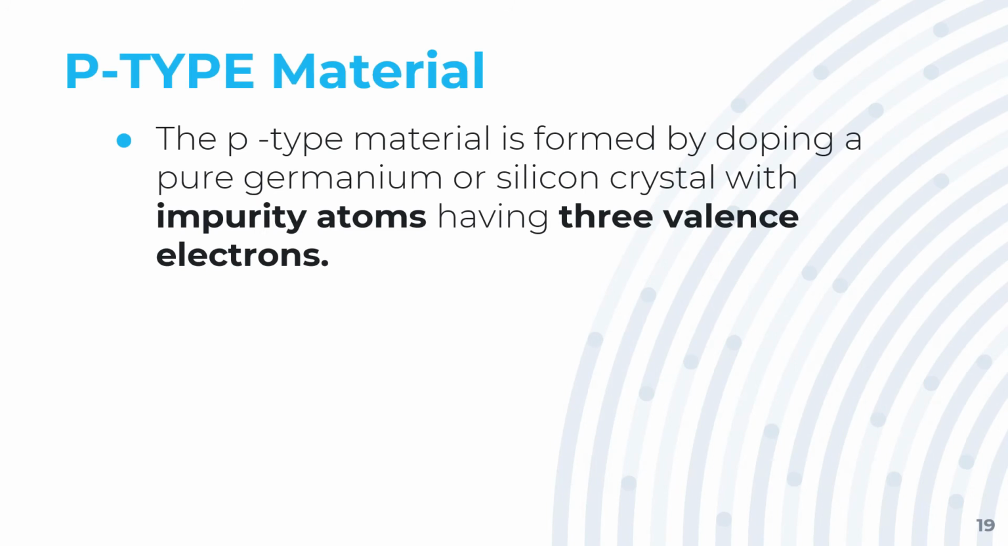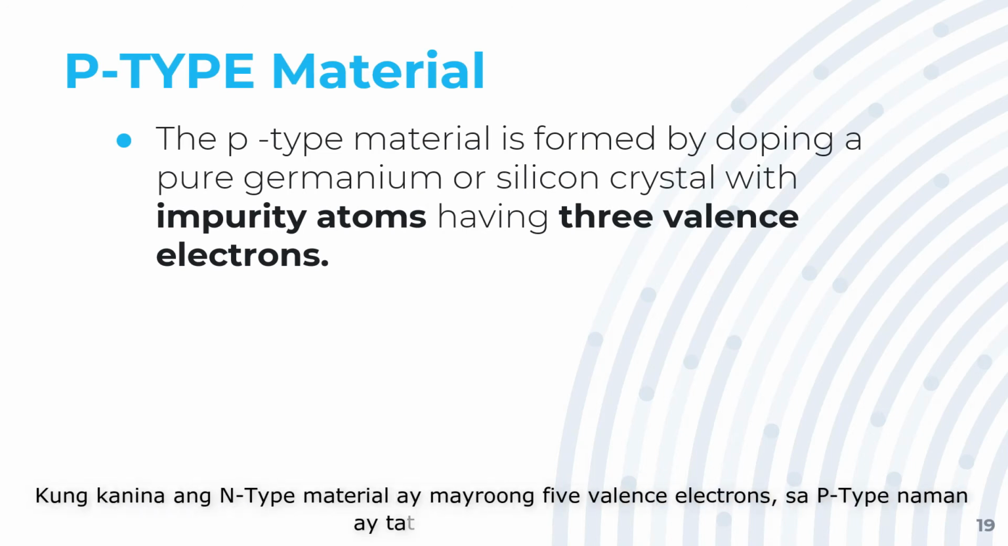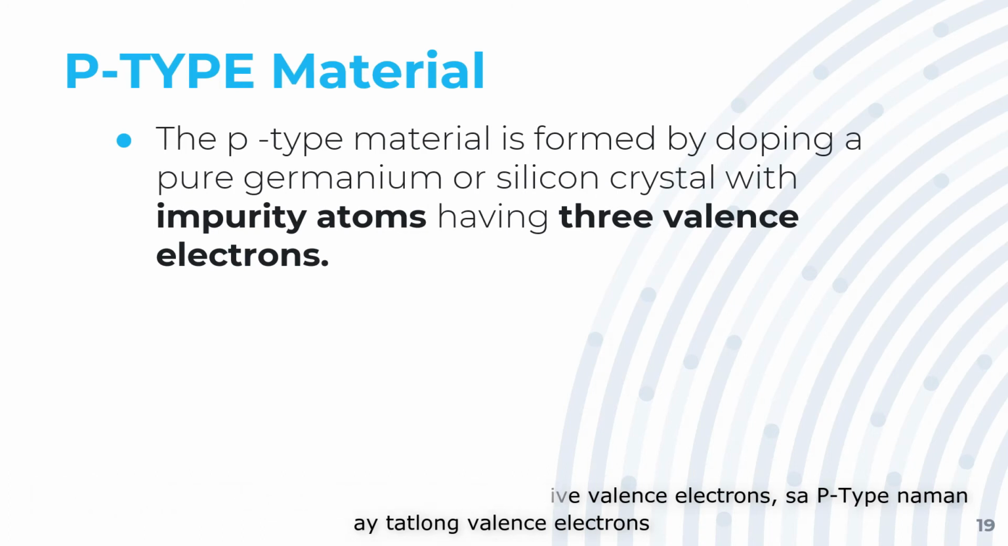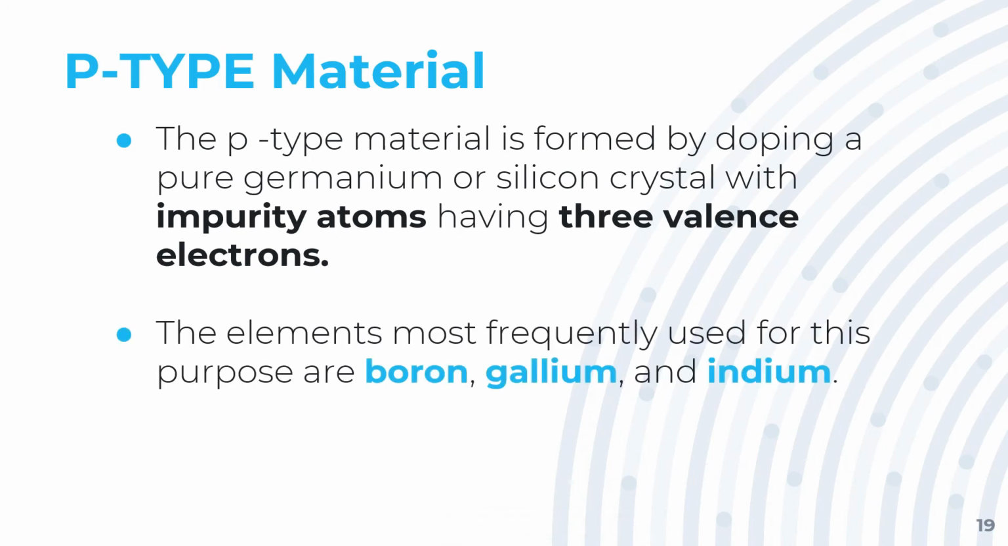The p-type material is formed by doping a pure germanium or silicon crystal with impurity atoms having 3 valence electrons. Kung kanina ang n-type material ay merong 5 valence electrons, sa p-type naman ay 3 valence electrons. The elements most frequently used for this purpose are boron, gallium, and lithium.